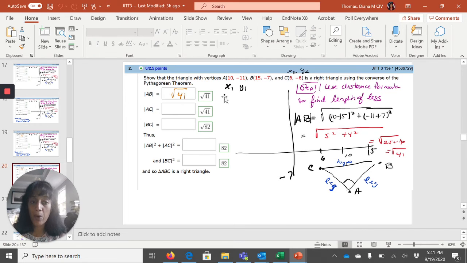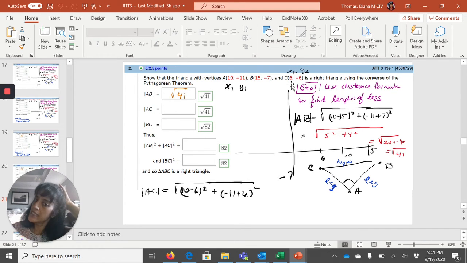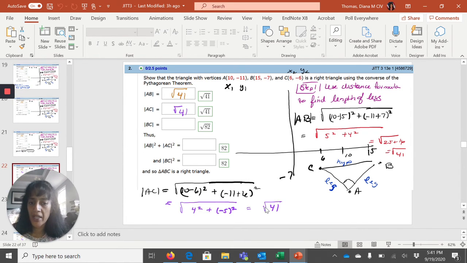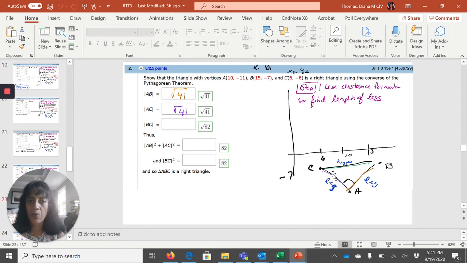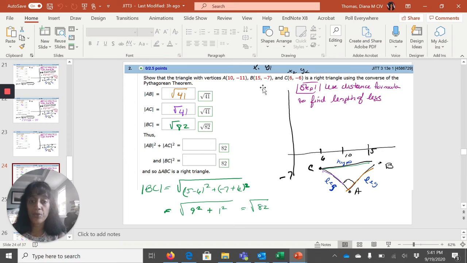Next, I want to find AC. So I do the same thing, except now my x2, y2 is the C coordinates. And so I run it through the distance formula, and I happen to get the square root of 41 again. And then I want BC. So my x1, y1 is now the coordinates of B. And I run it through the distance formula again, and I get the square root of 82.